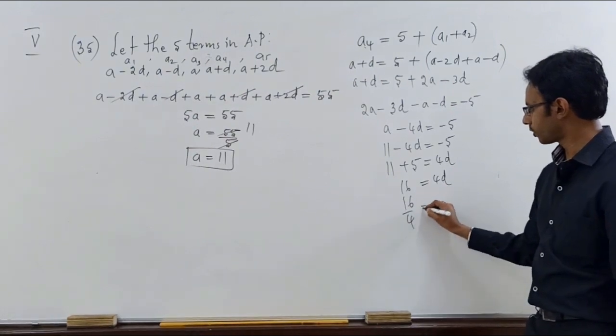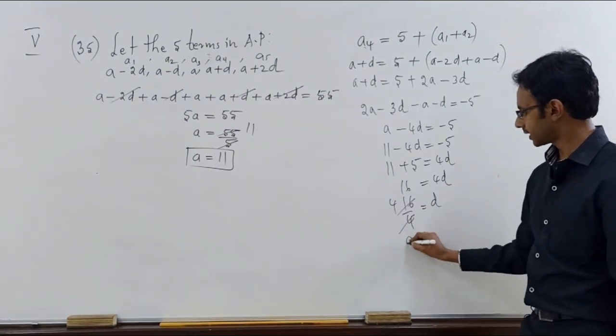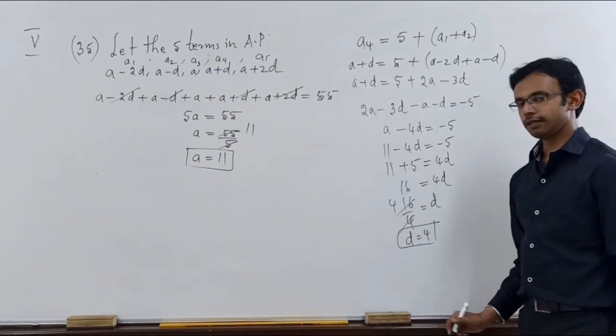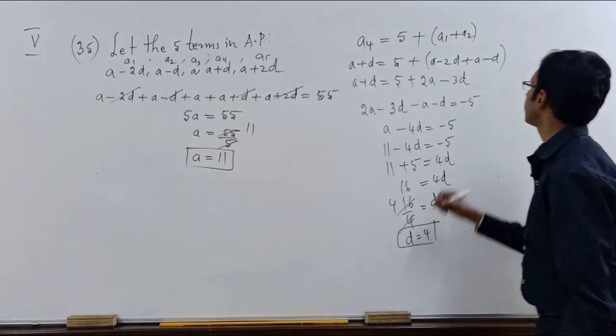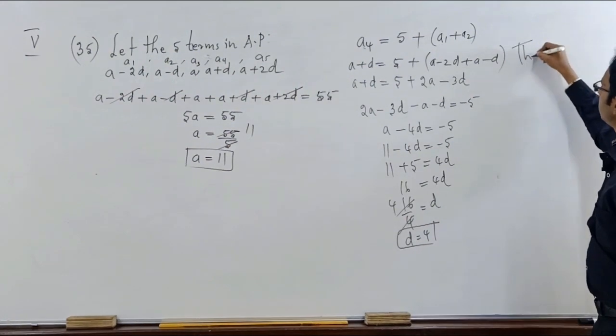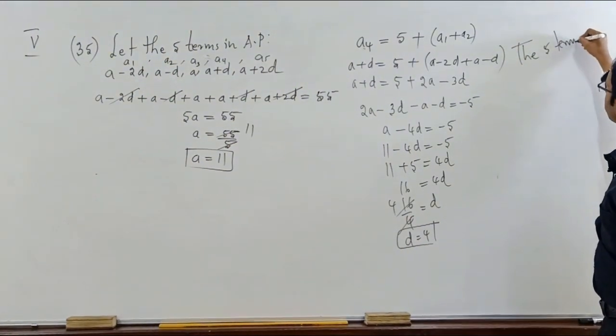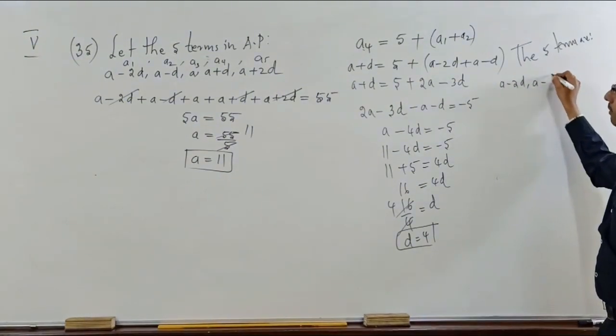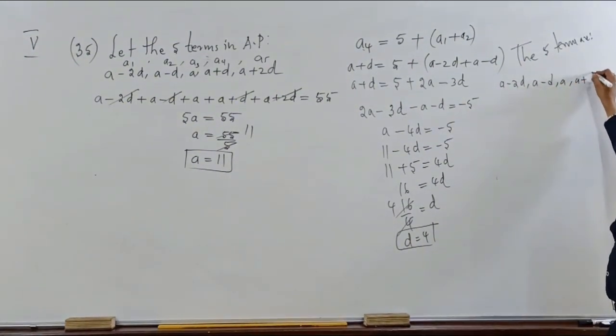16 divided by 4 is equal to d. 4 4s are 16, d is equal to 4. If you get a and d, then the 5 terms of the AP are easy. The 5 terms are a minus 2d, a minus d, a, a plus d, a plus 2d.